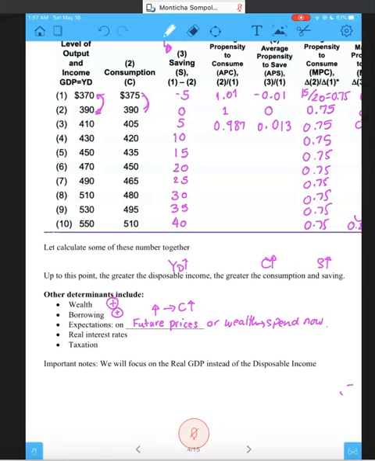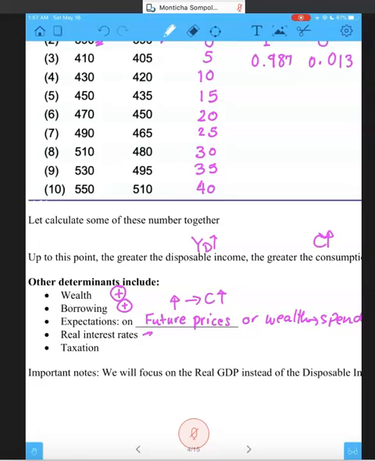So real interest rate, remember, the real interest rate means the interest rate after correcting for inflation. If there is a lower interest rate, there's more incentive for people to borrow and consume. Lower the interest rate, borrow more, consume more. So keep in mind, low interest rate will increase the consumption. And the very last one, taxation. That's very straightforward. The higher the tax, the lower the consumption. If tax is higher, of course, lower disposable income, it will lower the consumption as well.